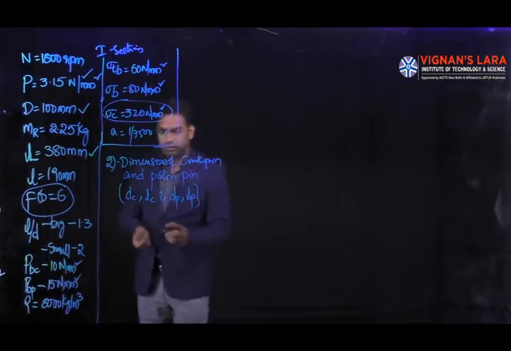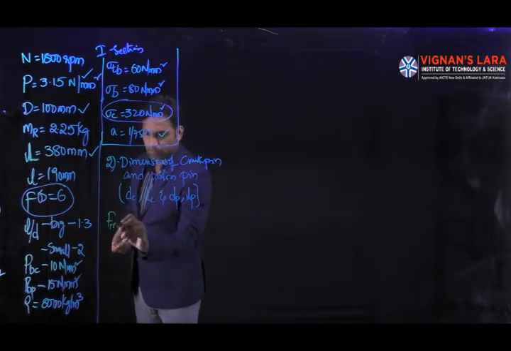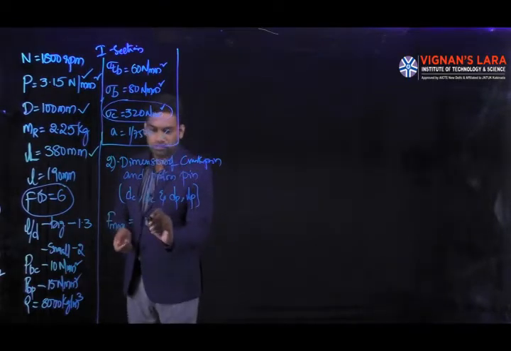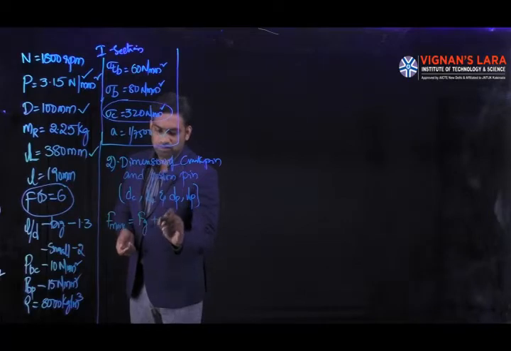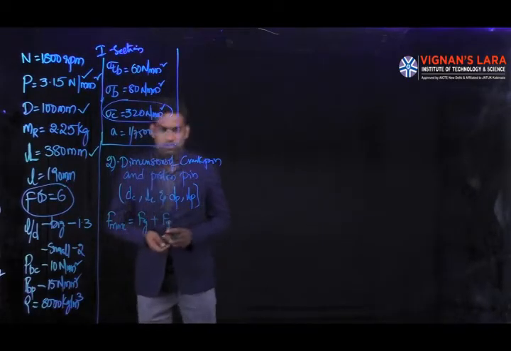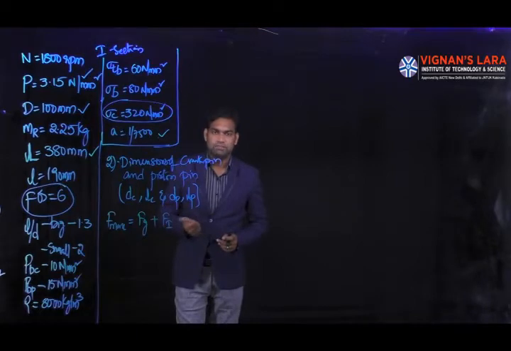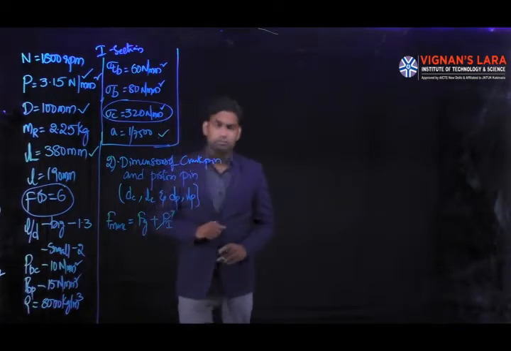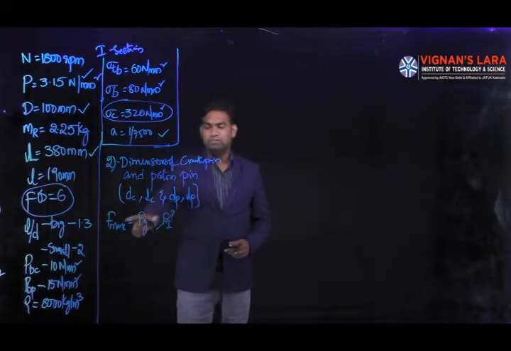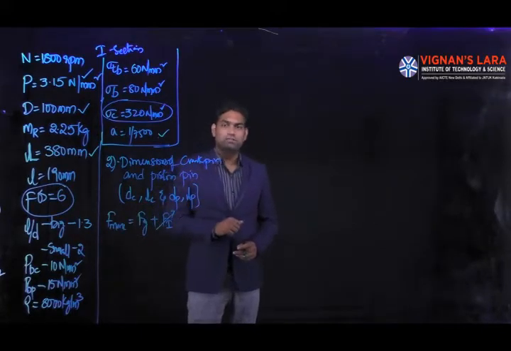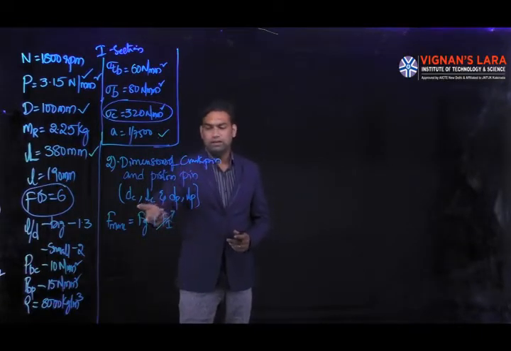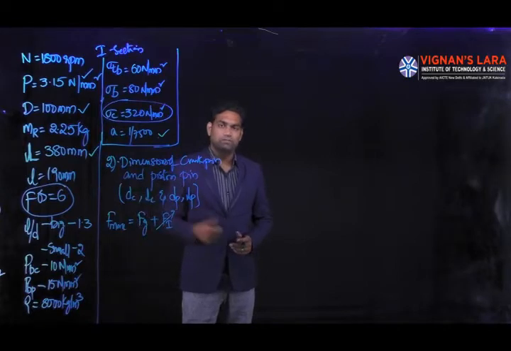load acting on the connecting rod, that is the maximum load F max. As I stated in the forces acting on connecting rod, the maximum force acting on the connecting rod is given by the sum of gas load plus inertia force. But in the design of crank pin and piston pin, we are going to neglect the inertia forces, so that the maximum force acting on the connecting rod is taken equal to the maximum gas load. We already calculated the maximum gas load in the earlier step.